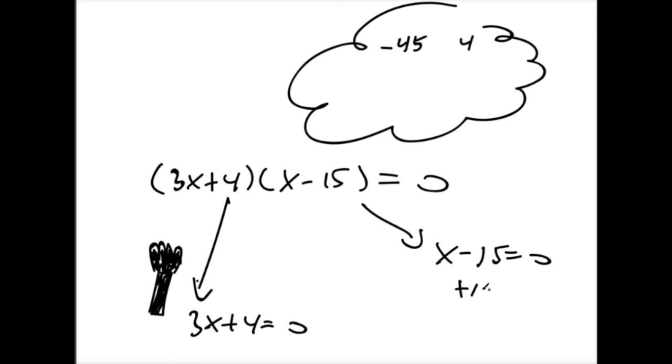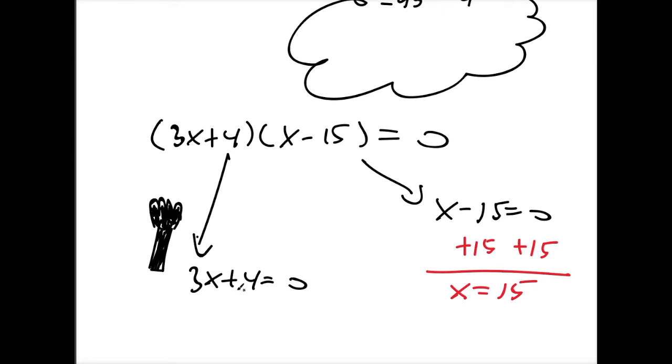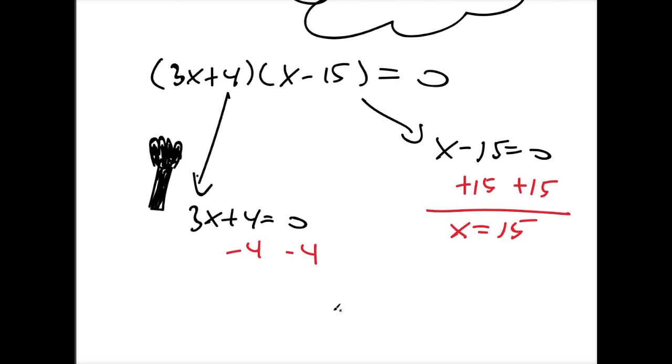Then I'm going to go plus 15. Wait. You can't plus 15 in black. I'm not communist here. Plus 15. Plus 15. So then we're going to go x equals 15. Go over here. Minus 4. Minus 4. And you're going to go 3x equals negative 4. Divide by 3. Divide by 3. X equals negative 4/3.